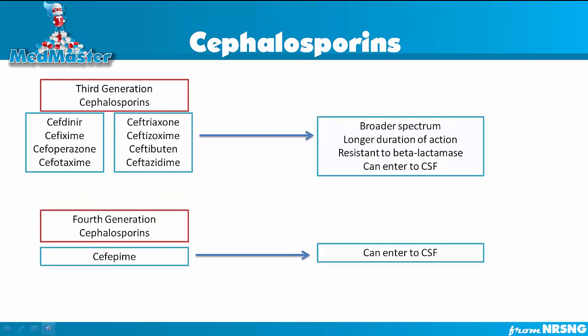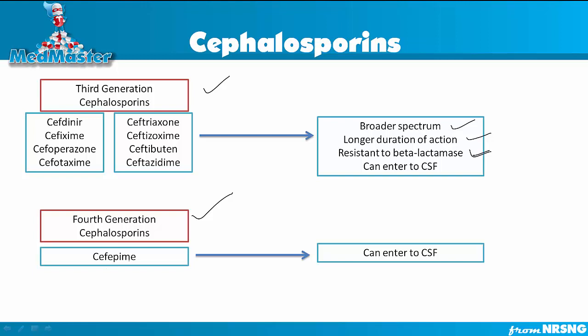Now, the ones that are often used are the third and fourth generation. If you're working in the neuro ICU, which I used to, you'll see these drugs often used, because third and fourth generation can cross the CSF and go into the brain and treat the infection. That's important to remember. The third generation is also broader spectrum with longer duration than first and second generation, and is resistant to beta-lactamase, so bacteria do not become resistant to them really easily.